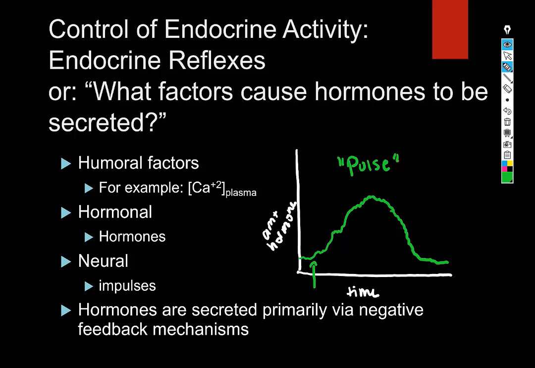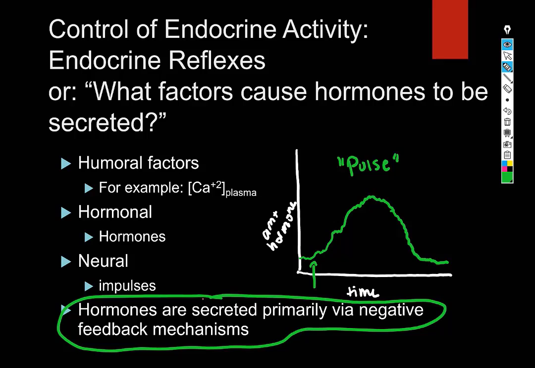So the significance of negative feedback is really about being able to release hormones on demand and turn off their release when they're no longer needed. So it's just as important to be able to turn off a signal as it is to be able to turn on a signal.